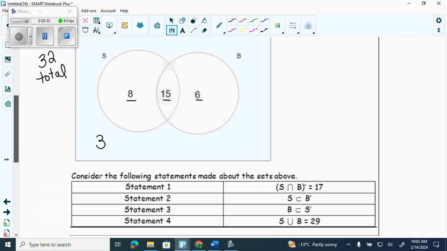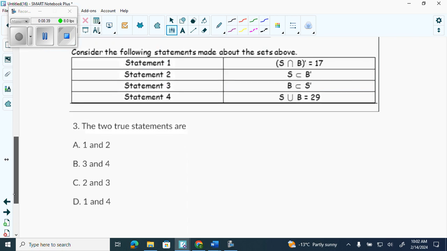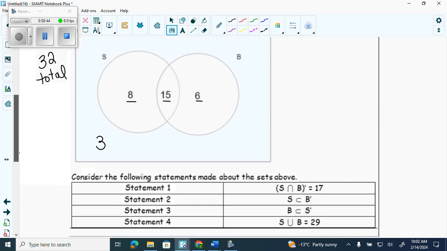Okay, let's see what we got down here. It says, consider the following statements made by the sets above. The two true statements are 1, 2, 3, 4, 2, 3, 1, and 4. I don't care about that right now. I'm just going to go through and see if I can figure out which ones are true.